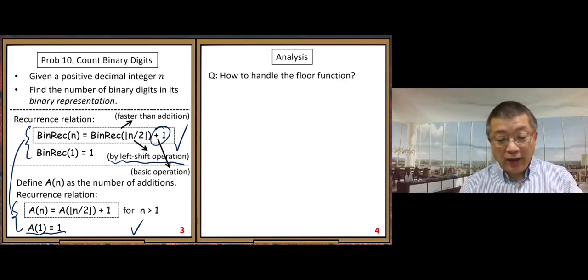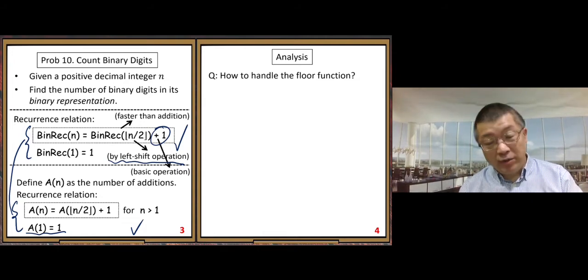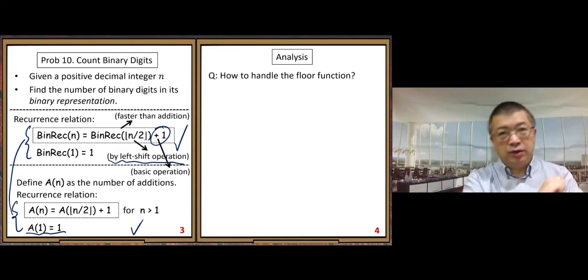All right. How to handle the floor function? That's the tough part. Because in our formula, when we have the floor function, usually it's not easy to control it.